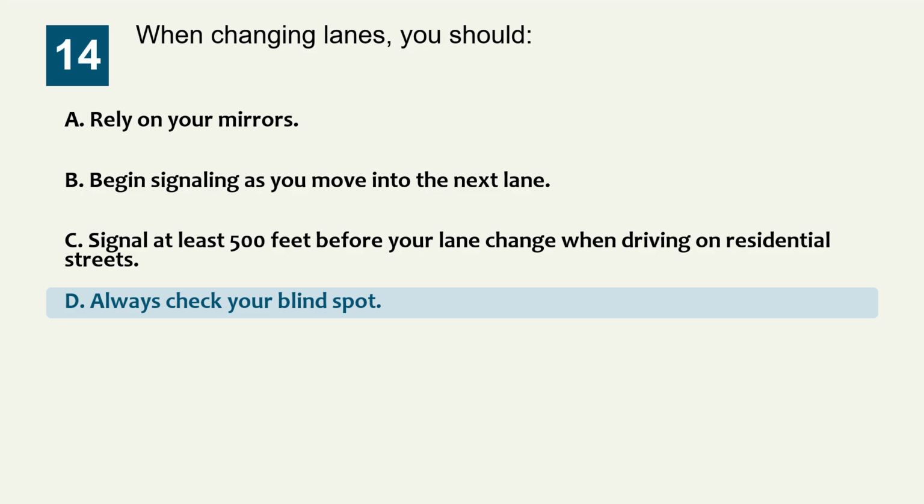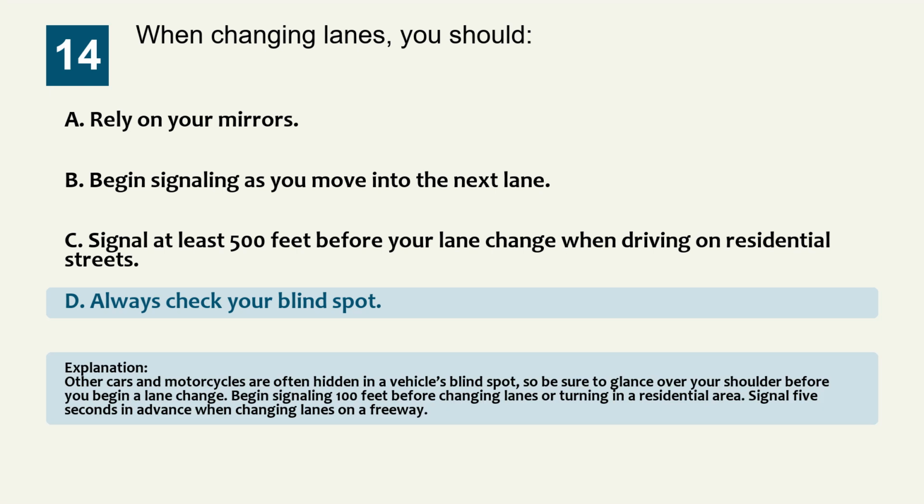The correct answer is option D. Always check your blind spot. Explanation. Other cars and motorcycles are often hidden in a vehicle's blind spot, so be sure to glance over your shoulder before you begin a lane change. Begin signaling 100 feet before changing lanes or turning in a residential area. Signal 5 seconds in advance when changing lanes on a freeway.